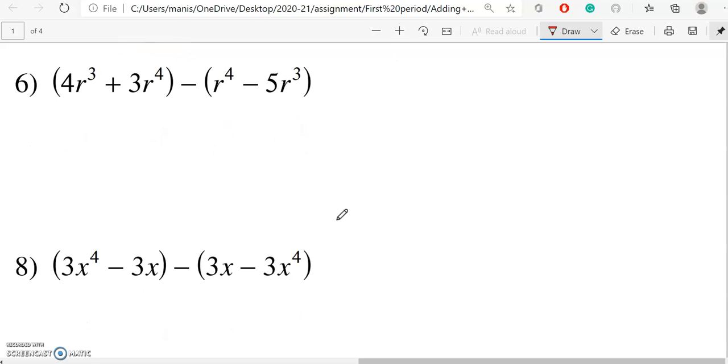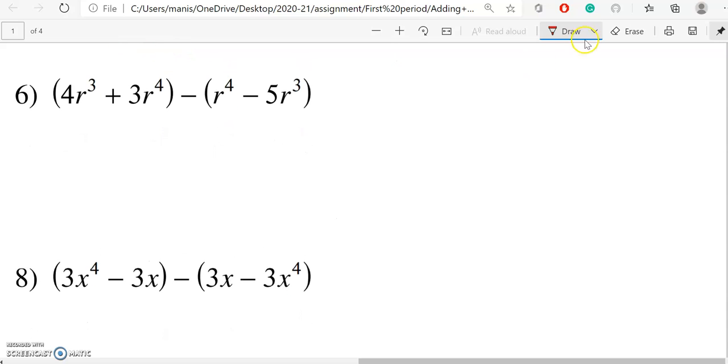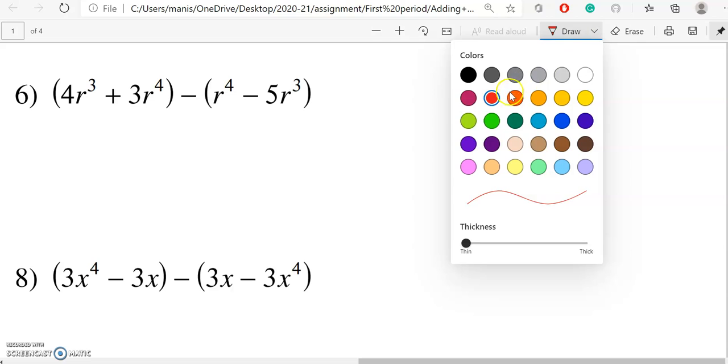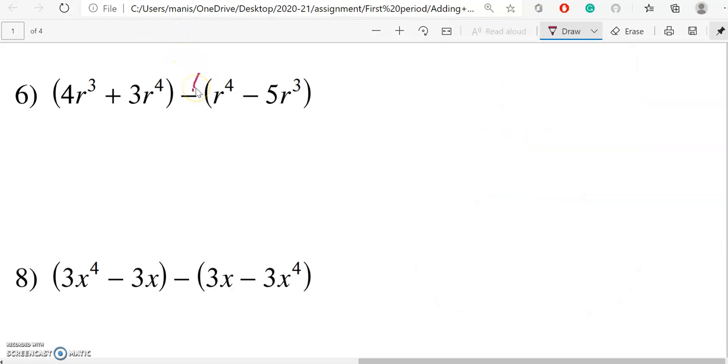Okay, let's look at this problem. This is again one of the examples of a subtraction sign over here. So we are subtracting two polynomials. Let me change the color over here. I like different colors. All right. So again, I will use the distributive property of multiplication over here, and I will use it over here. So let's open the parentheses.